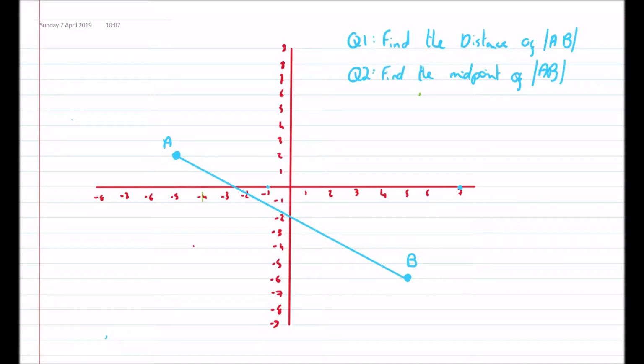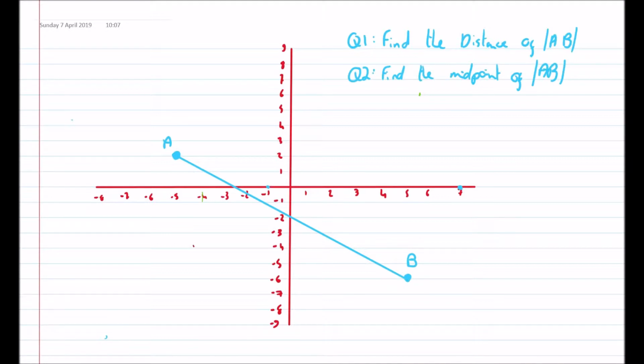In this video we're going to look at the line AB. Line AB starts at coordinate minus 5, 2 and ends at coordinate 5, minus 6. And we want to find the distance of that line. And the second part of it is then we want to find the middle point of that line. We start with the distance.